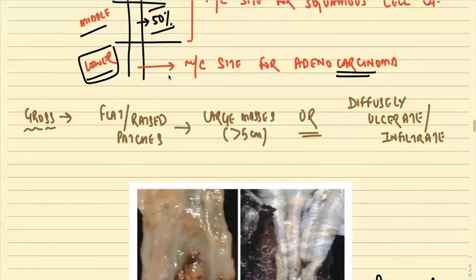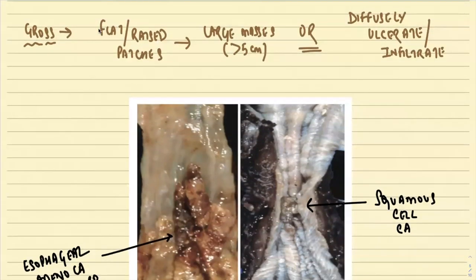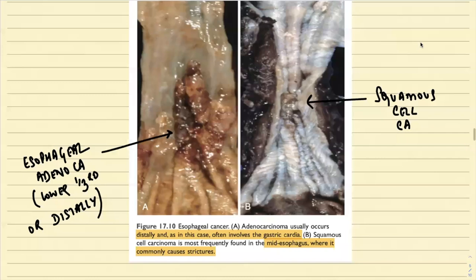Grossly, esophageal adenocarcinomas begin as flat or raised patches and can grow to a very large size, equal to or more than 5 cm. They can be exophytic growths, or, just like in the stomach, they might diffusely involve the esophageal wall. They might present as an infiltrative or ulcerative lesion. Diffusely it might infiltrate the wall, causing thickening, or it might cause ulceration followed by perforation. So these are the patterns in which esophageal adenocarcinoma can present.